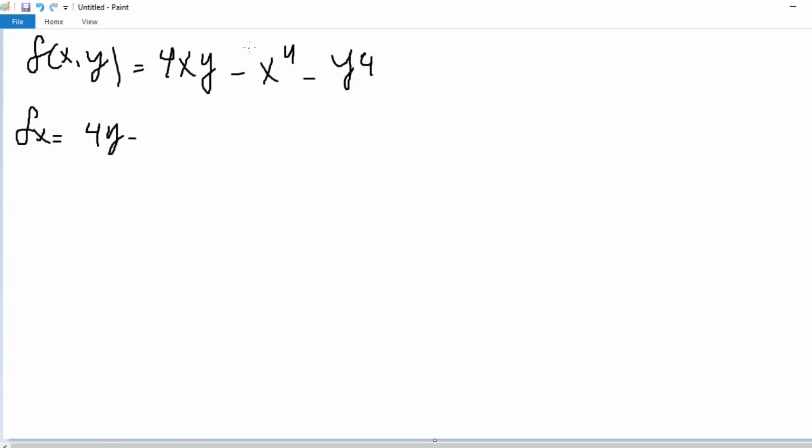And then minus 4x to the third. Here it's the power rule. And then y to the fourth is going to be 0. So this is the first partial, with respect to x. Taking the partial derivative with respect to y, it's going to be 4x minus 4y to the third. And don't forget, equal to 0. So this is the first step to start solving this.